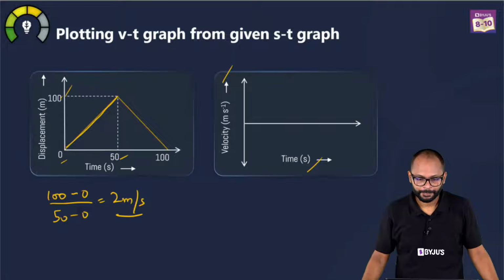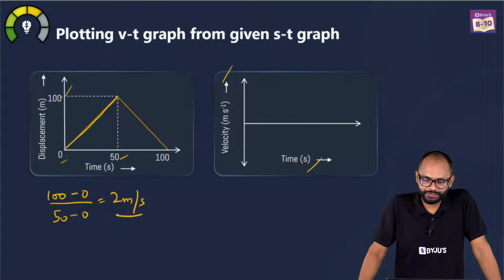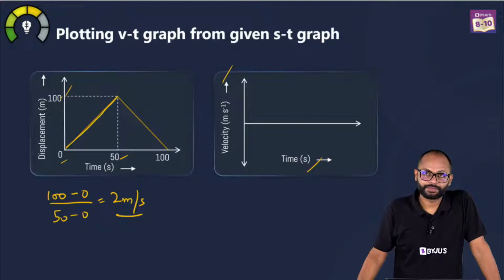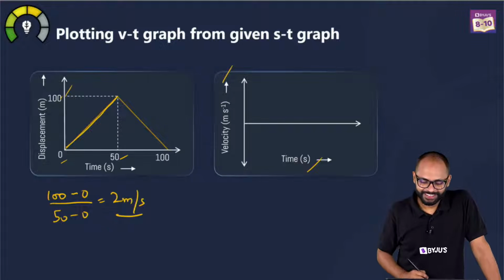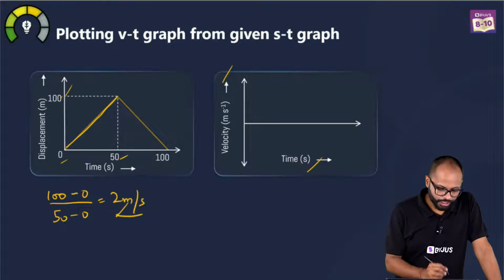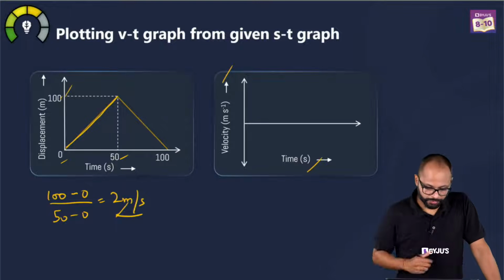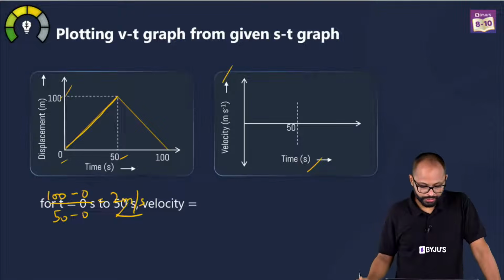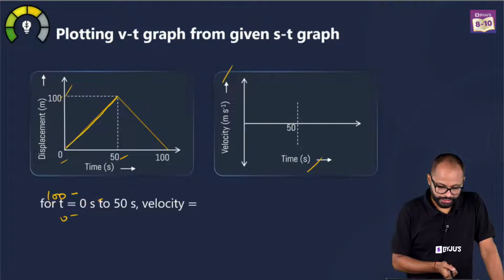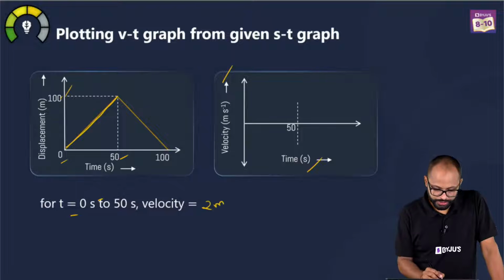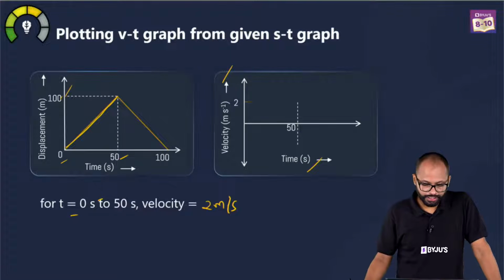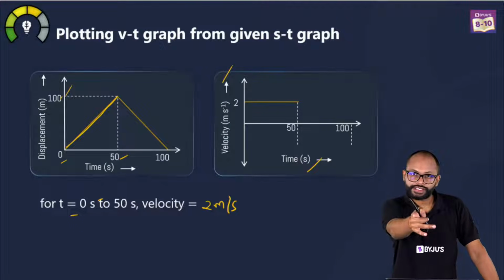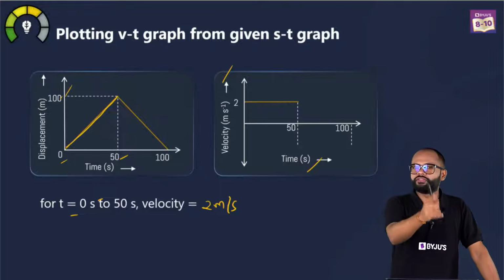Come on. Nice, Vidushi. 2 and minus 2. Very good. Not 20. It's 2. Not 20. Right? Yes. So, we got the slope from 0 to 50 as 2 meter per second, which means 50 is the interval, and from 0 to 50 seconds, the velocity is 2 meter per second. Fine. Now, think 50 to 100.